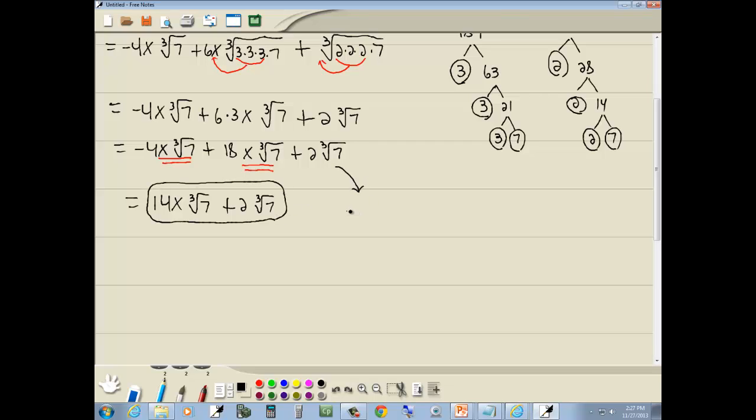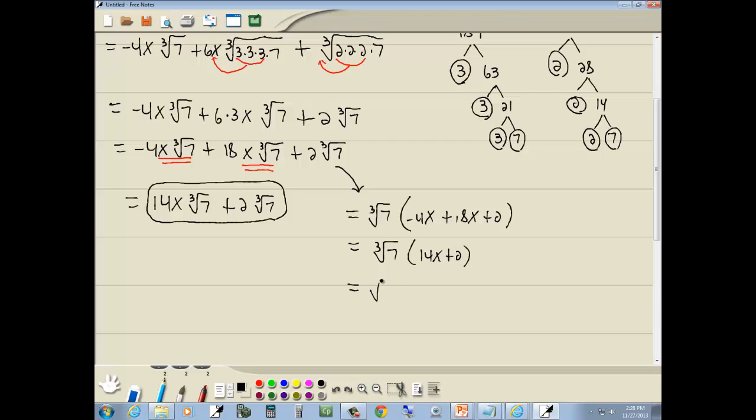Other books will take this approach. Since they all have a cube root of 7, they'll factor the cube root of 7 out. And that leaves you negative 4x plus 18x plus 2. When I take away the cube root of 7, I'm just left with what's in front, which then simplifies. Negative 4x plus 18x is 14x plus 2.